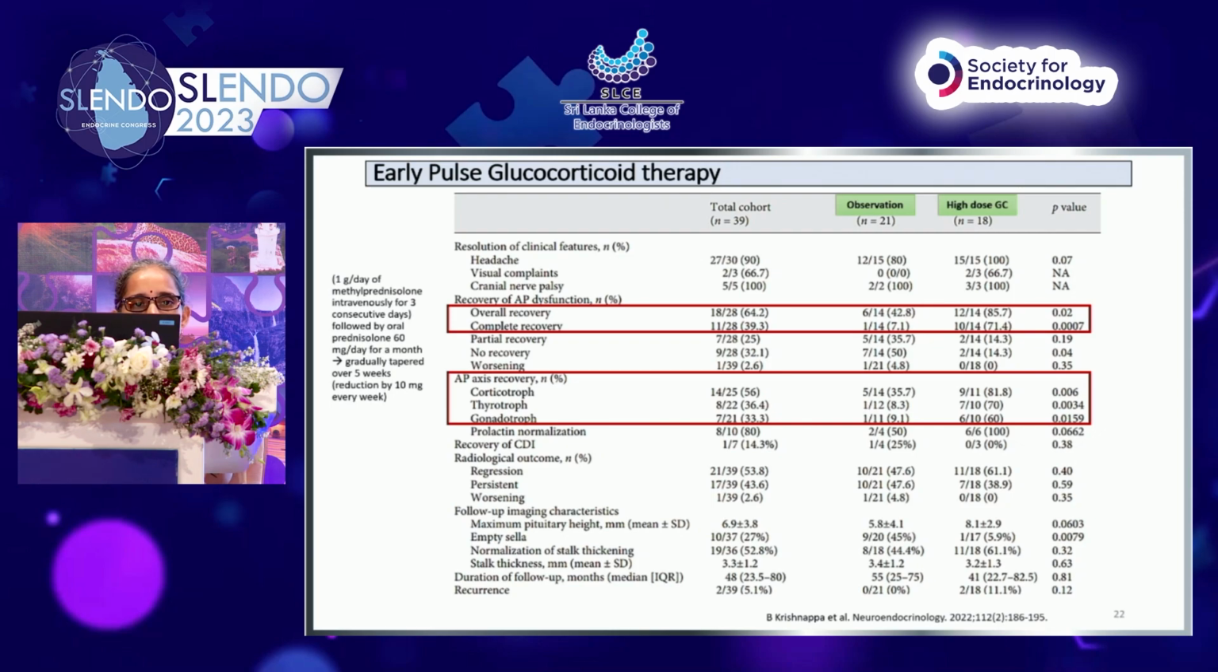So this is a study from KEM Mumbai where they looked at early use of pulse glucocorticoid therapy where they gave IV methylprednisolone pulses for 3 days, 1 gram each day, followed by 60 milligrams of prednisolone for a month, followed by tapering over the next 5 weeks. In that, they noticed significant improvement in recovery of the anterior pituitary axis. That is, 86% of their patients treated with this strategy had recovery of their anterior pituitary functions as compared to only 43% who were treated by the conservative strategy.